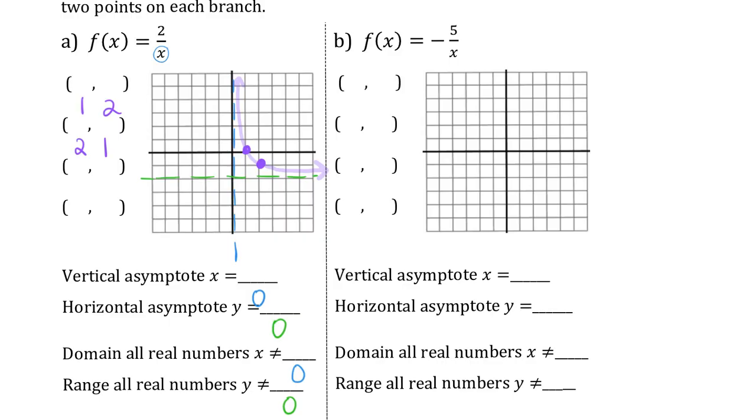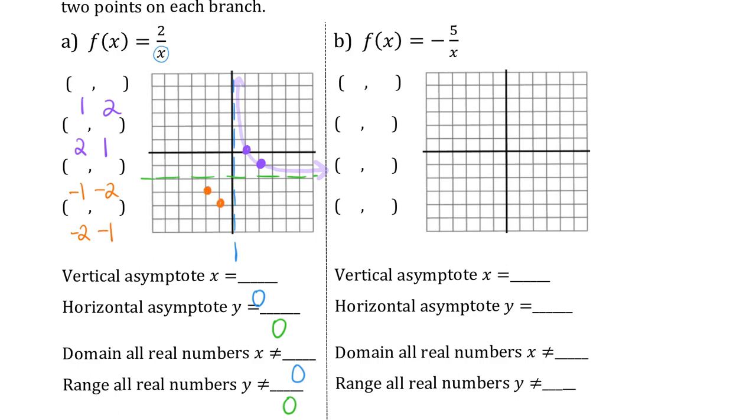Okay, now there's two branches though, so I need to also graph the left branch. So this is my vertical asymptote at 0. I'm going to plug in a couple numbers to the left. I can pick anything, but the easiest are -1 and -2. If I plug this x value in, 2 divided by -1 is -2. If I plug in -2, 2 divided by -2 is -1. Let me graph those.